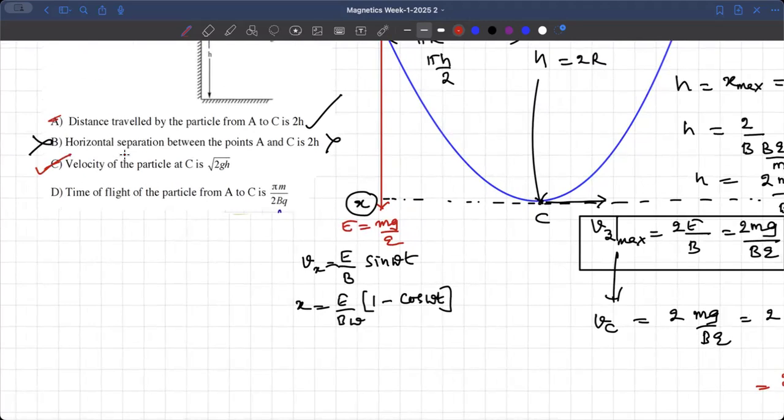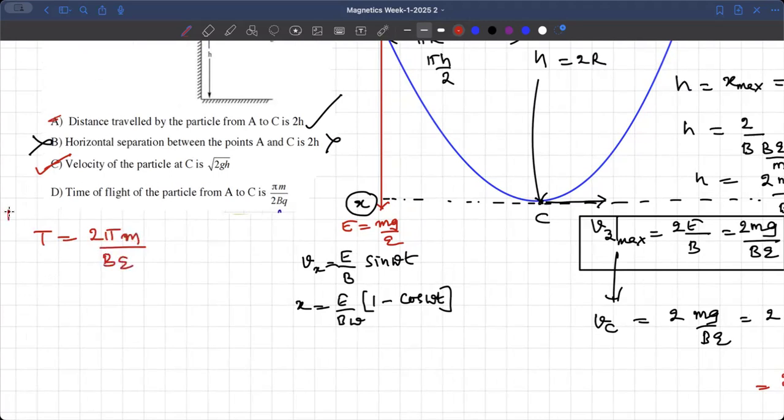Otherwise, you can also write it simply as root 2gh, because work is done only by gravity. Therefore, any object which is released from height h undoubtedly attains root 2gh speed. Time of flight of the particle from A to C: the total time is 2πm by Bq.